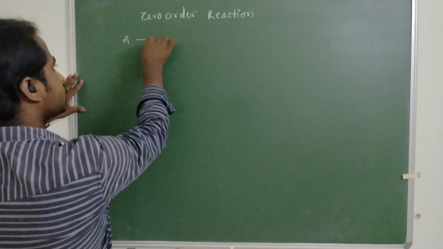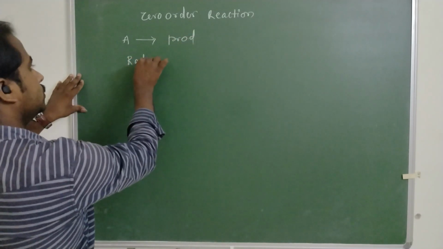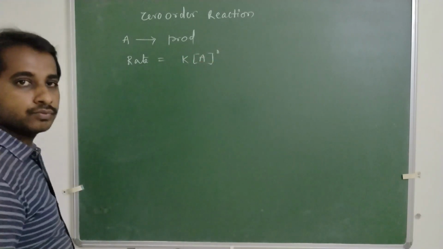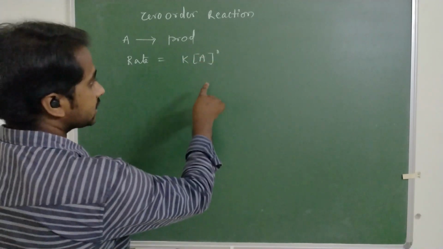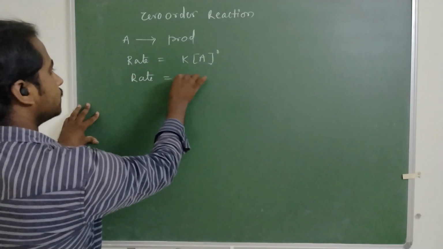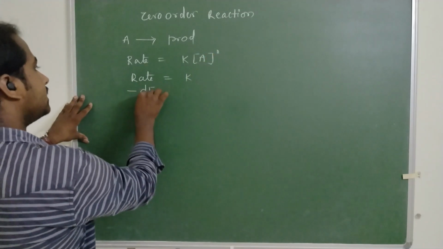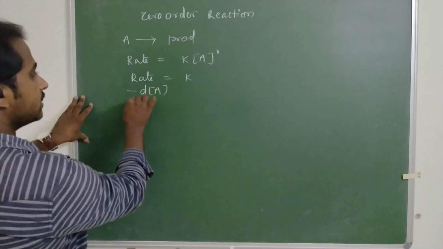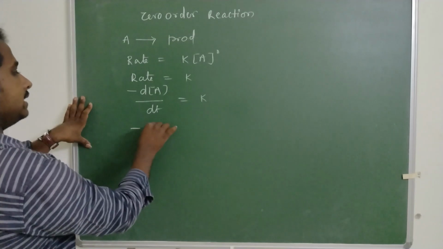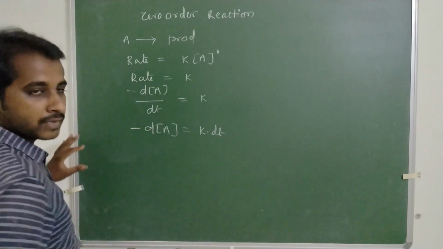So A gives rise to products. Now rate is equal to some constant K into A power 0, because for a zero order reaction the concentration power is 0. Now rate is equal to K, since A power 0 is 1. Now rate is minus d[A] by dt is equal to K. So minus d[A] is equal to K dt.